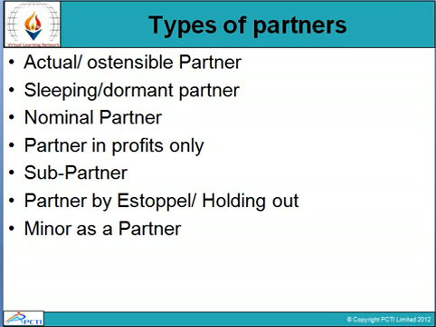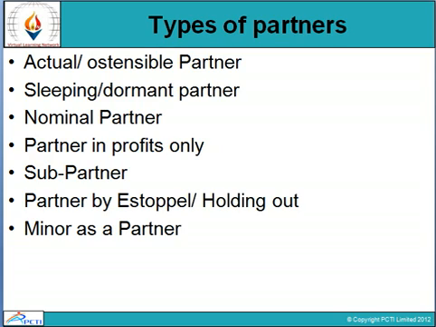Partner by estoppel or holding out. Normally, a person becomes a partner only by agreement, but for the outside world, a person can be treated as a partner even without a contract. This happens by way of estoppel or holding out.